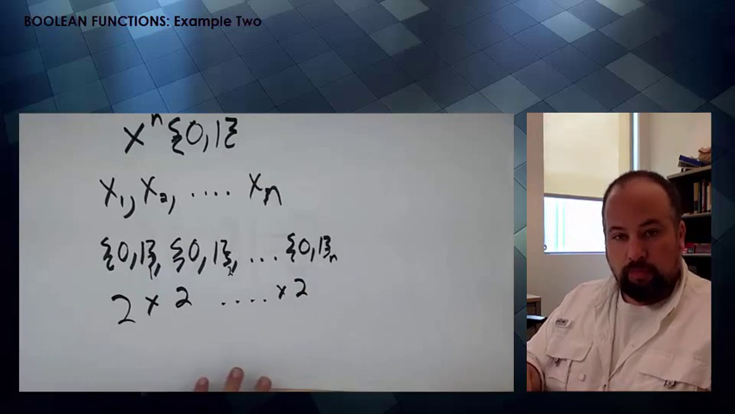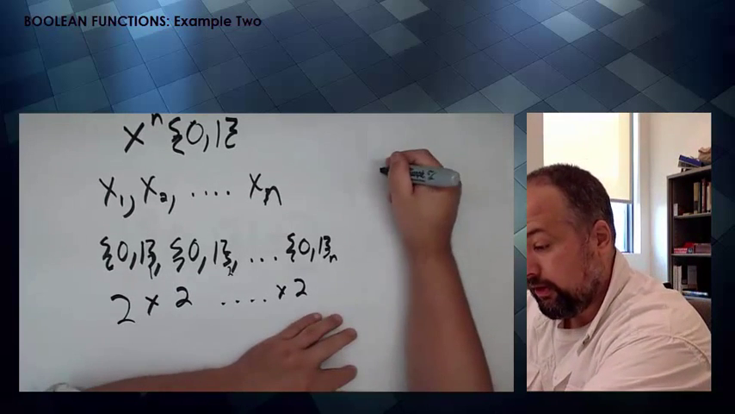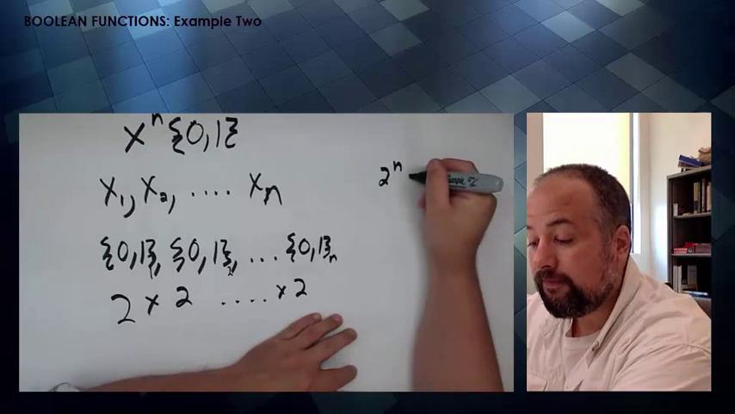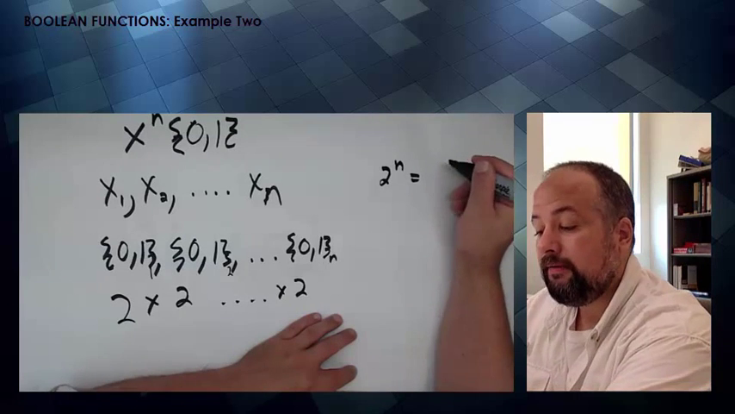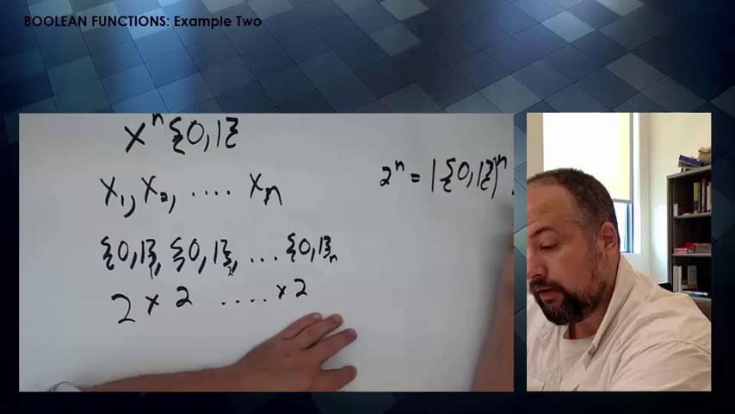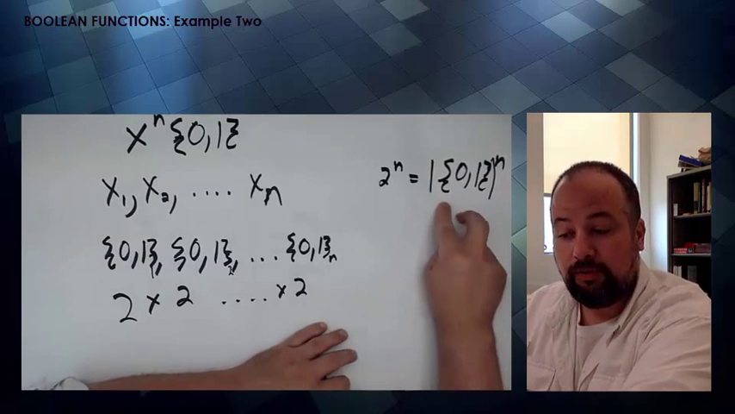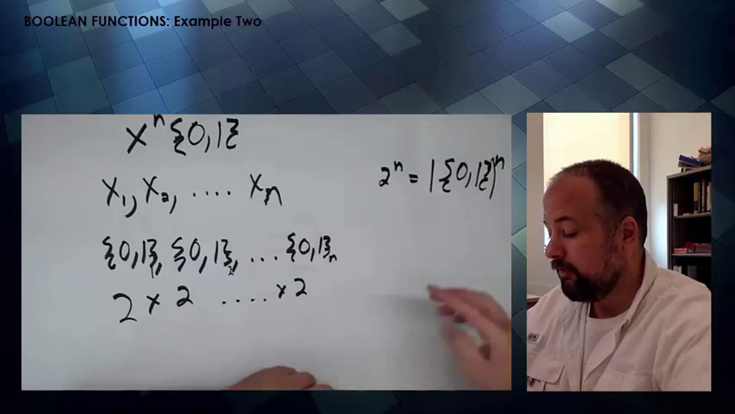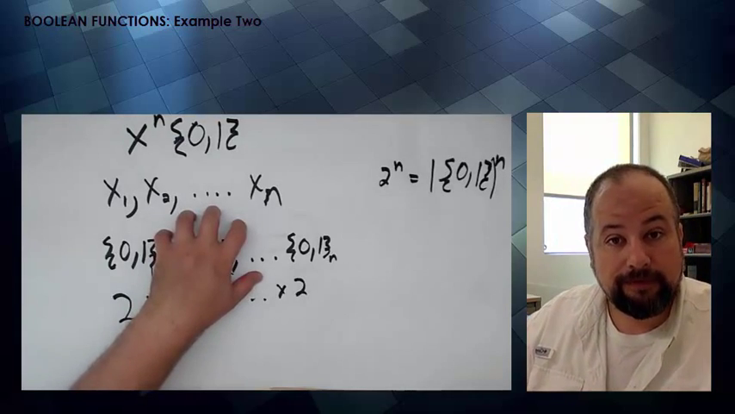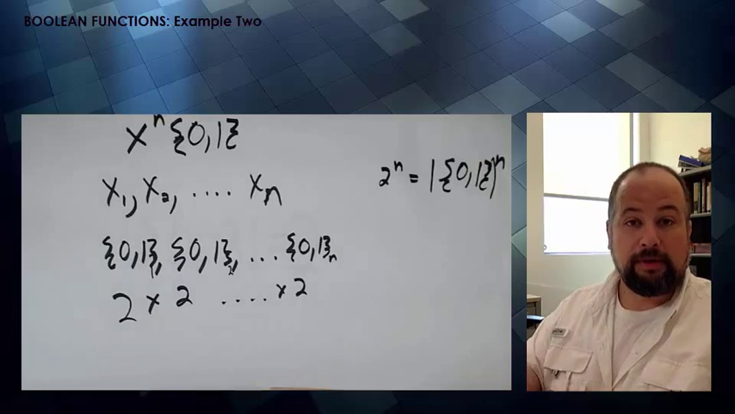So what does that mean? That means our cardinality is 2 to the n. Or really, more generally, we could say the cardinality of our set of 0 and 1 is 2, and that's raised to the n power, because for every item in our n-tuple, there are 2 possibilities. So we multiply them all together.